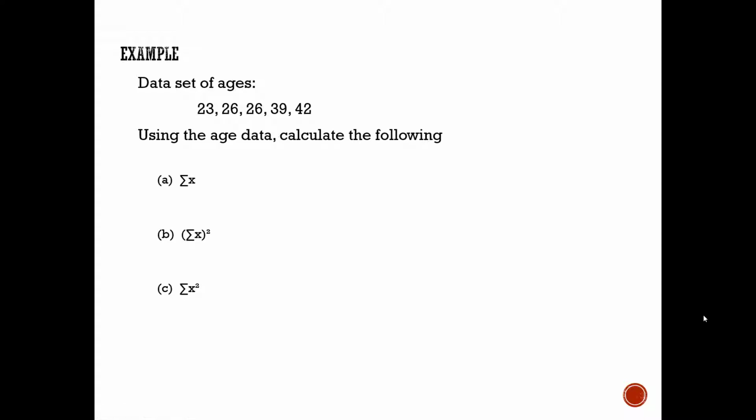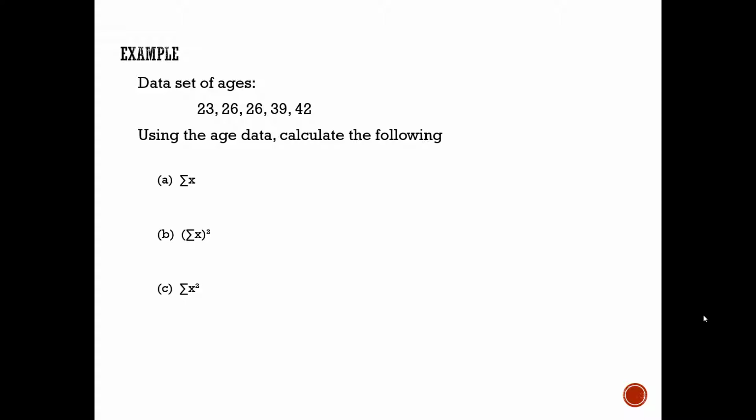Now, I want to look back at the same data set and keep going. We have certain things that confuse people, and that's where parentheses are used and where exponents are used. First of all, part A, the sum of x, all we have to do is add all of our ages together. We've already done that, haven't we? So you know what A is.